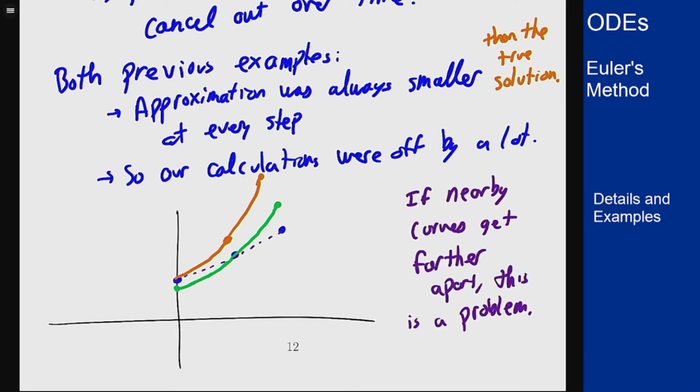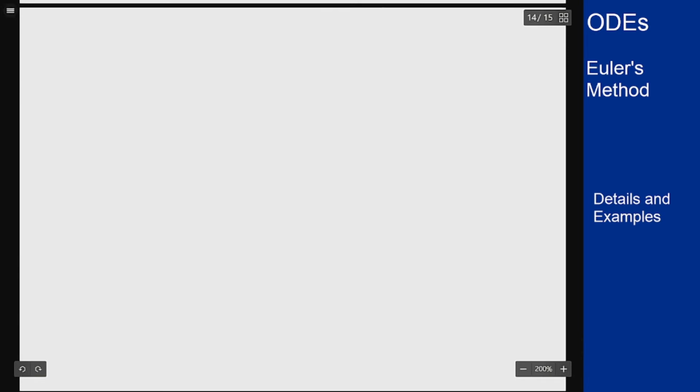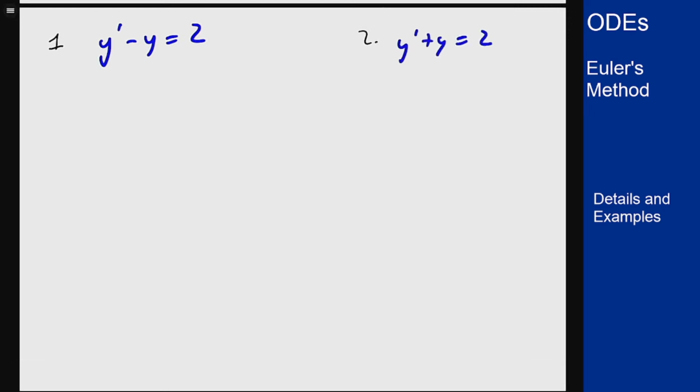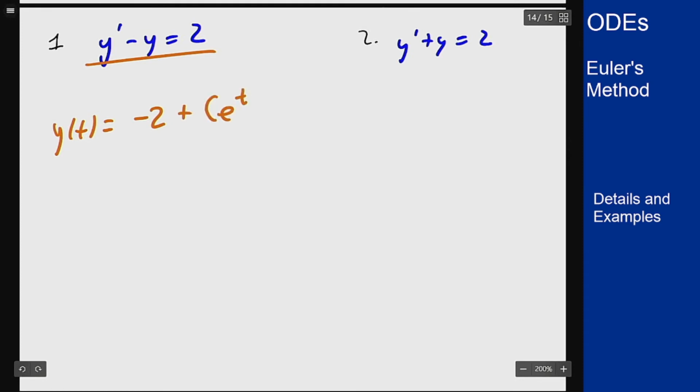Let's see this in the context of an example. So we're going to take two different linear ODEs here. You've got equation 1, y prime minus y equals 2, and equation 2, y prime plus y equals 2. And we can solve these out to get general solutions, which if we do, we'll get for the first one, y of t is minus 2 plus c e to the t, and for the second, y of t is 2 plus c e to the minus t.